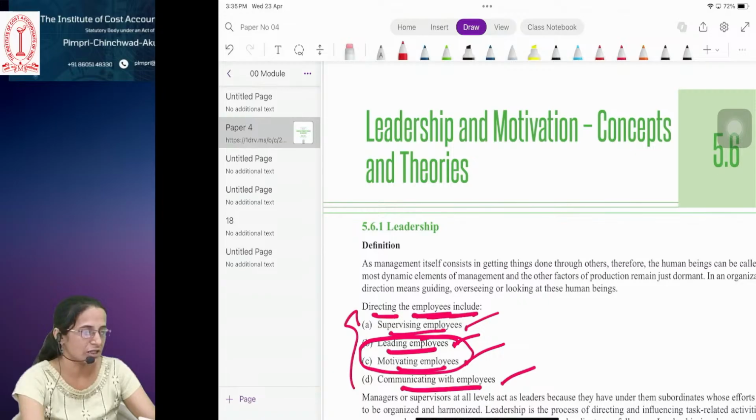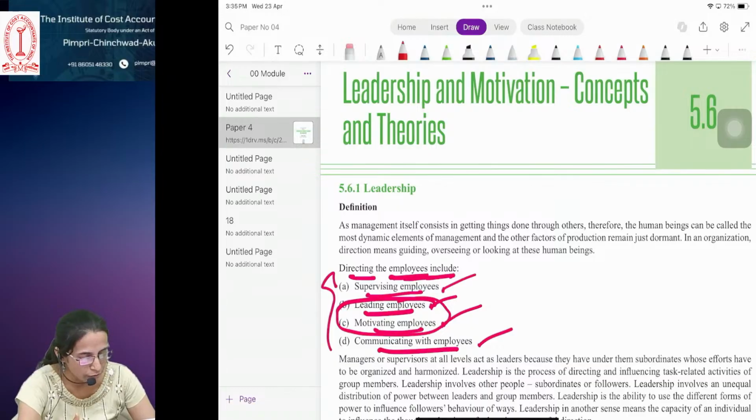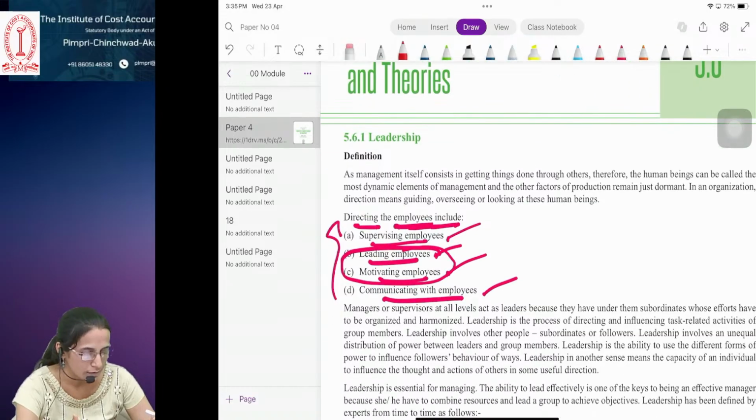We will see what is the definition here. As management itself consists in getting things done through others, therefore the human beings can be called most dynamic elements of management, and other factors of production remain just dormant. In an organization, direction means guiding, overseeing, or looking at these human beings. Guiding means, if they face any problem or issue, I will be there as a leader to guide them. Next, overseeing means what they are doing. Are they doing it in the right way? Checking that and motivating them also to do good work. So directing the employees includes supervising the employees, leading the employees, motivating the employees, and communicating with the employees.